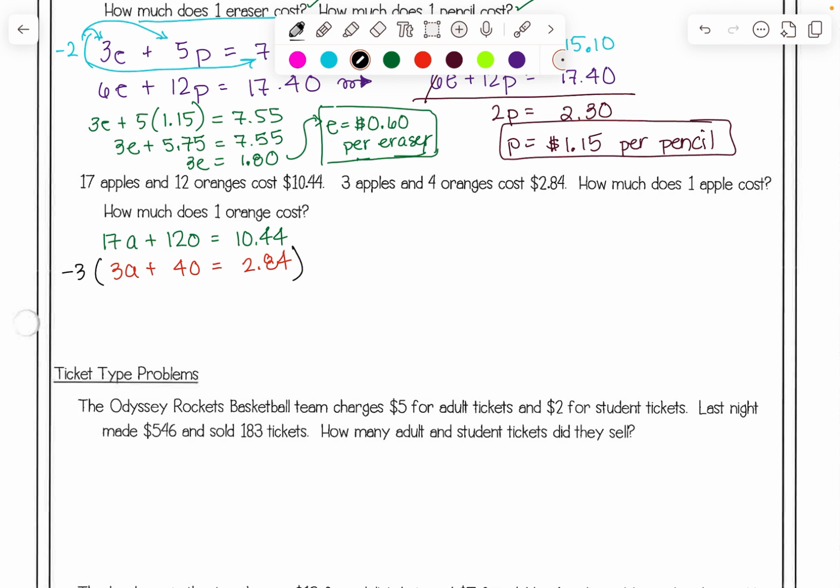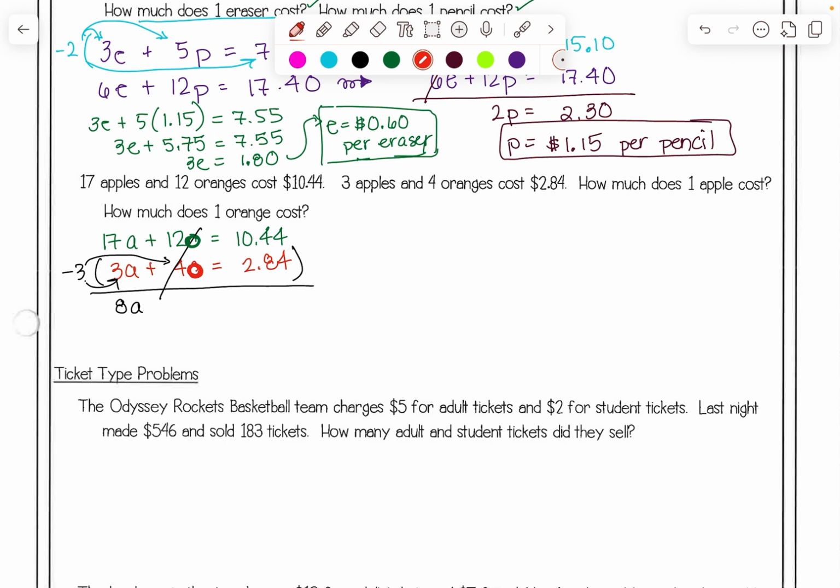So when I do that, remember to distribute. 17 apples minus 9 apples gives me 8 apples. -3 times a +4 oranges gives me -12 oranges, so my oranges cancel. I know, be careful with your variables. They can be easily misconstrued for a 0. So I'm going to write that lowercase o even smaller.